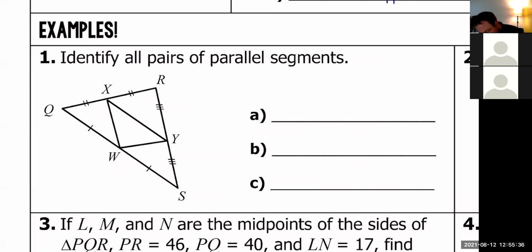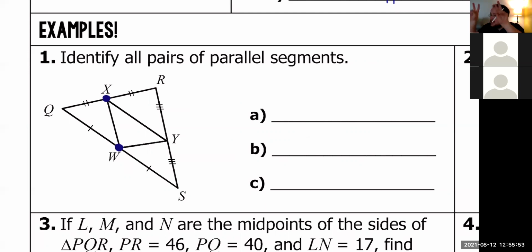So if I work my way around here, side QS, is it safe to say that W is the midpoint? Yeah, those little hash marks tell me that those are equal halves. What about side QR? Is X the midpoint there?